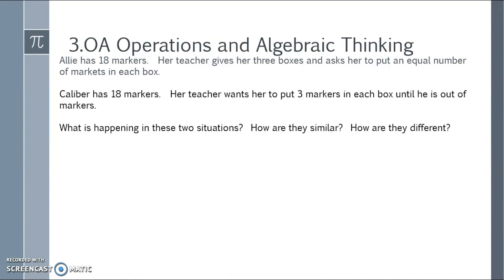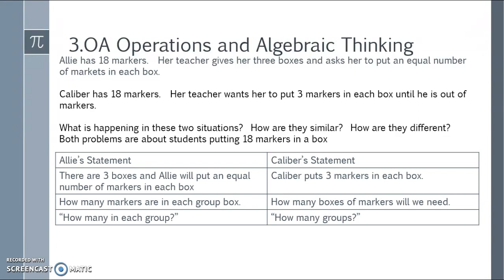Allie has 18 markers. Her teacher gives her 3 boxes and asks her to put an equal number of markers in each box. Caliber has 18 markers. Her teacher wants her to put 3 markers in each box until she is out of markers. What is happening in these two situations? How are they similar and how are they different?